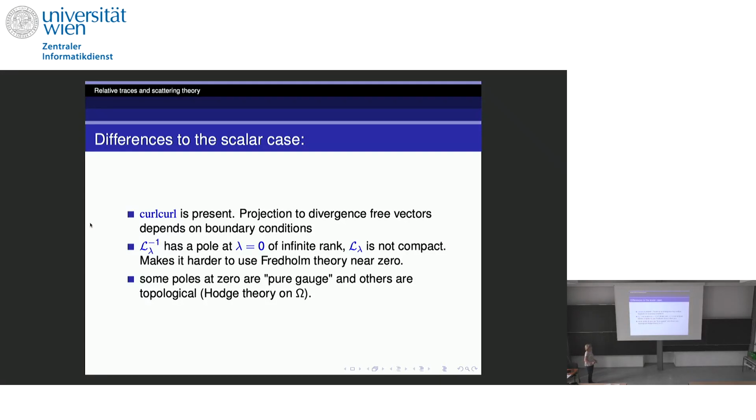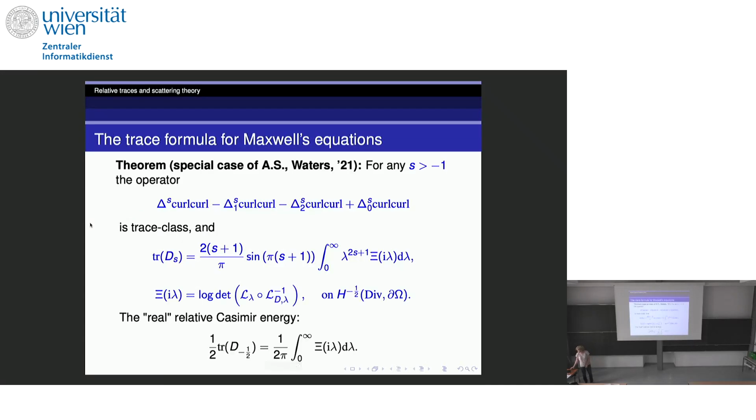Some poles at 0 are gauge, and some are topological, so they involve some kind of counting of the number of loops of the domain. So if you have a torus, you would expect something different than if you had a sphere. And this adds to the study.